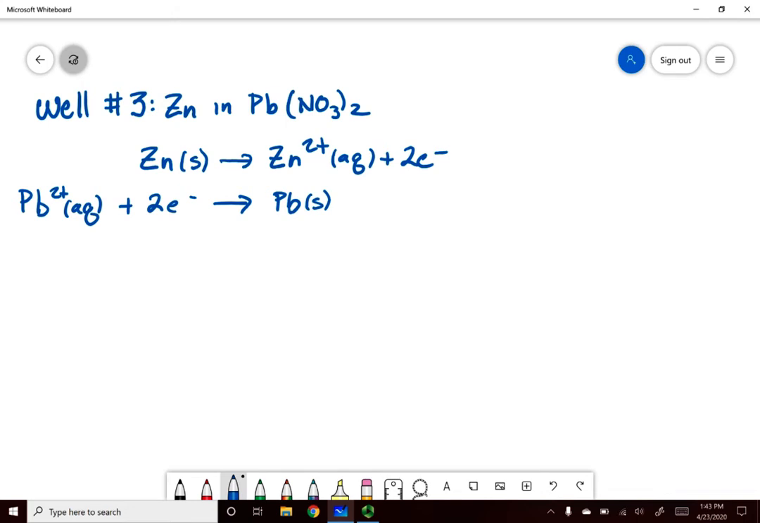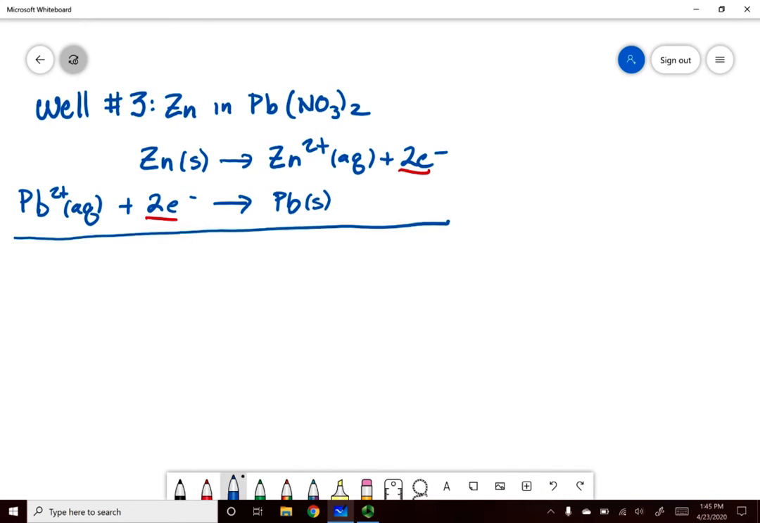Now, we have to make sure that the number of electrons being created is the same as the number of electrons being consumed. As you can see, there are 2 electrons being produced and 2 electrons being consumed. So in this case, we don't have to multiply any of these half reactions. If the number of electrons are uneven, you have to multiply each half reaction by a number to make sure that the number of electrons being produced is the same as the number being consumed.